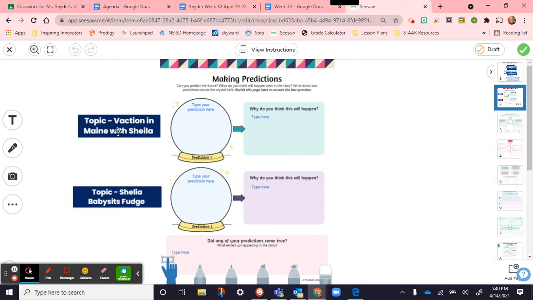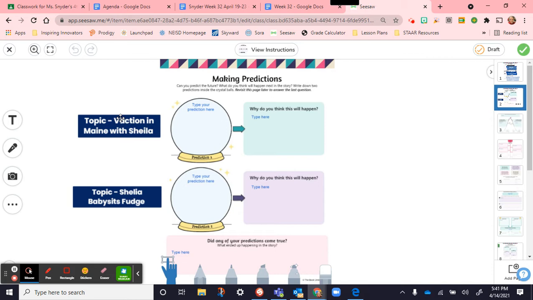And then here we did this one by ourselves. So we had the topic, so we're making predictions. The first topic was vacation in Maine with Sheila. So what do you think is going to happen? So Peter and the Hatcher family, they're on vacation. The other family is just right next door. There's literally a wall and a door separating the two of them.